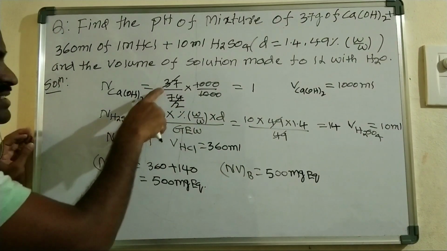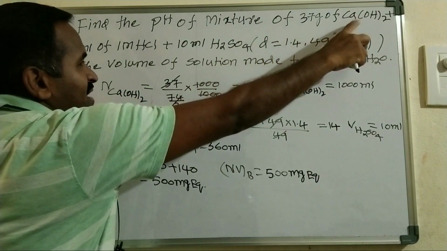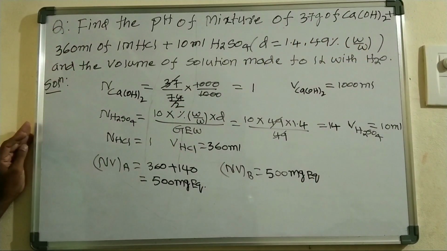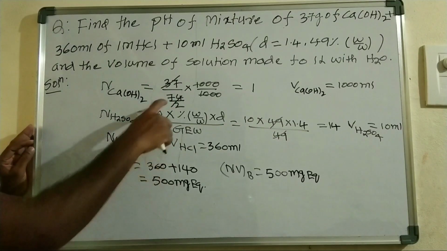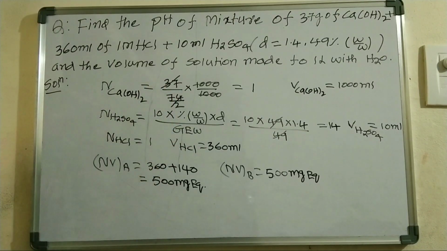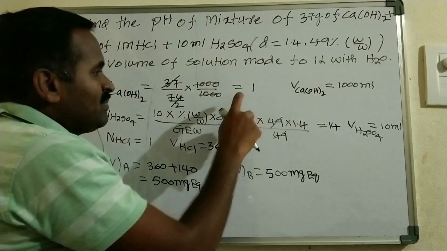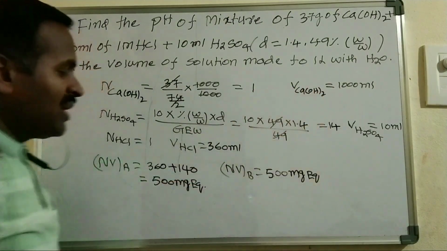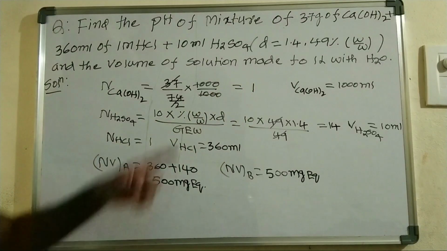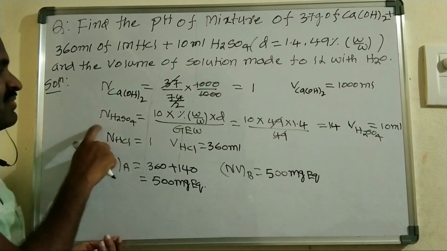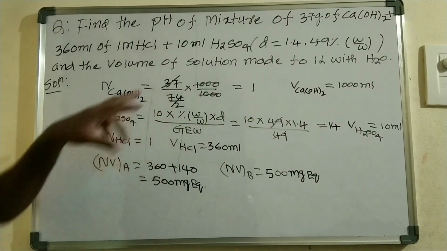The gram molecular weight for calcium hydroxide is 74, but actually it is a diacidic base, so divided by 2 you will get its gram equivalent weight, that is 37, and 37 will cancel, so its normality is 1. The volume of calcium hydroxide is 1000 ml. In the same way, you can find the normality of H2SO4.